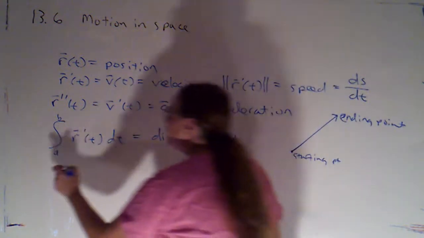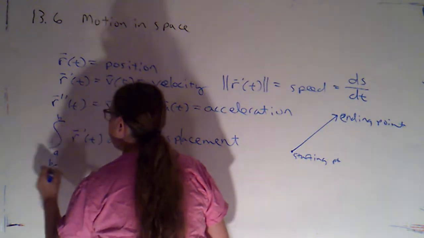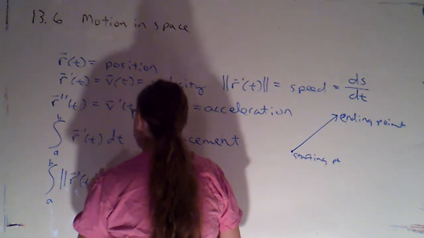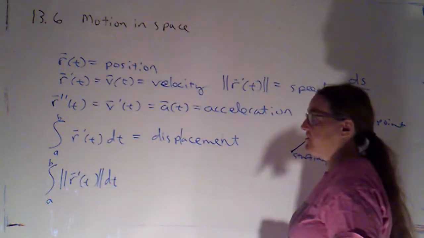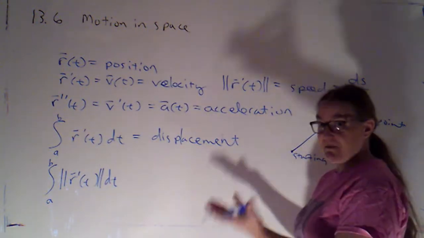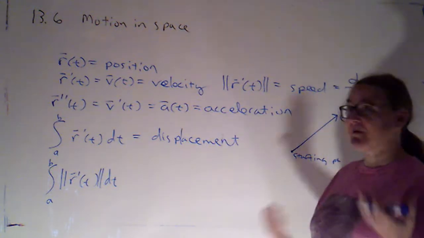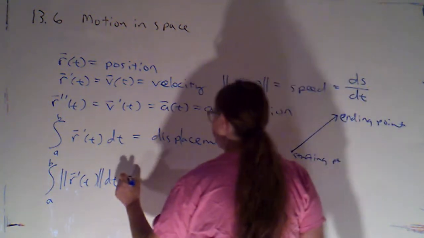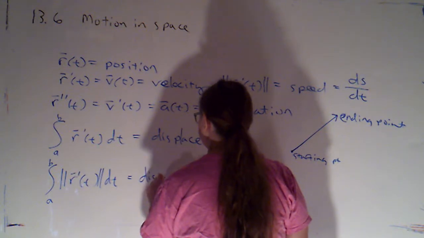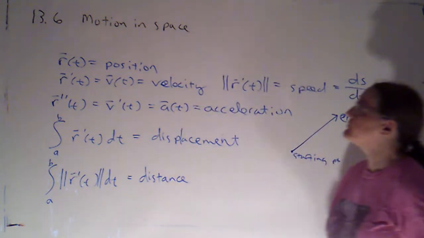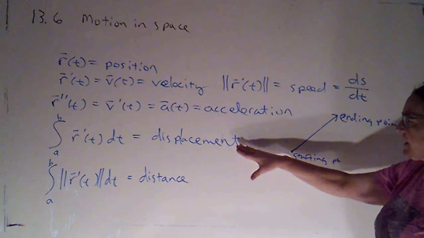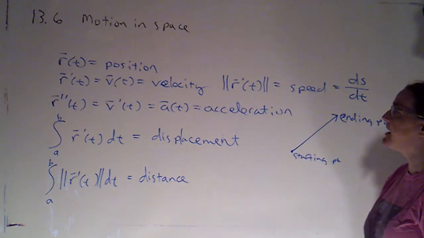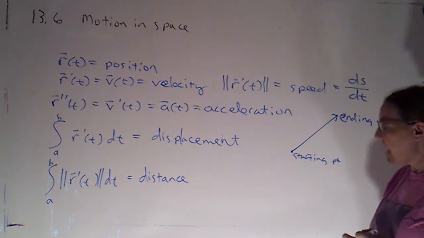If, on the other hand, we integrate from a to b the speed, which is the magnitude of the velocity, I know generically that's my formula for arc length. Again, with a position function, the arc length is the length of the path. That's equal to the distance that you traveled. So we've seen these relationships before. I just wanted to highlight and emphasize them because that's important.